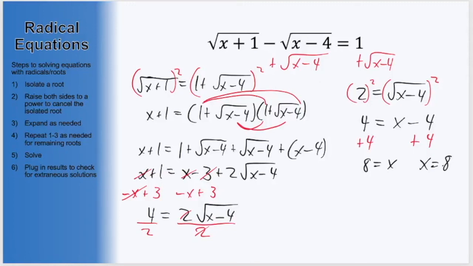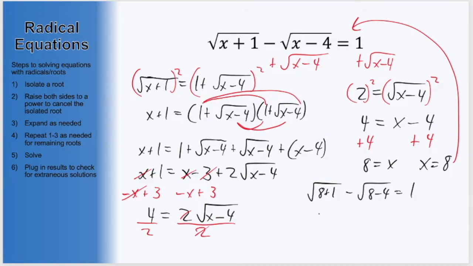So from this radical equation, I just got one possible solution, but I haven't checked it yet, so let's go ahead and do that. I want to plug this value back into my original equation to see if it works. So anywhere I see an x, I'll plug in 8. That gives me the square root of 8 plus 1 minus the square root of 8 minus 4 equals 1. I get the square root of 8 plus 1 is 9, minus the square root of 8 minus 4 is 4, equaling 1. Taking the square roots, square root of 9 is 3, minus the square root of 4 is 2, equals 1. 3 minus 2 is in fact 1, so my solution works. x equals 8 is my solution.